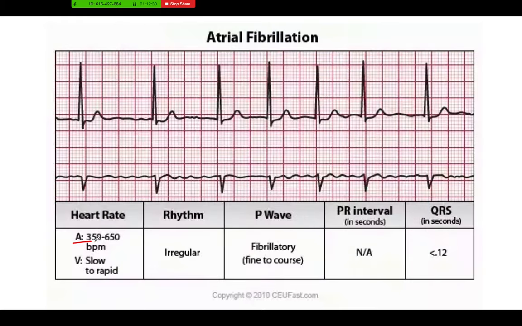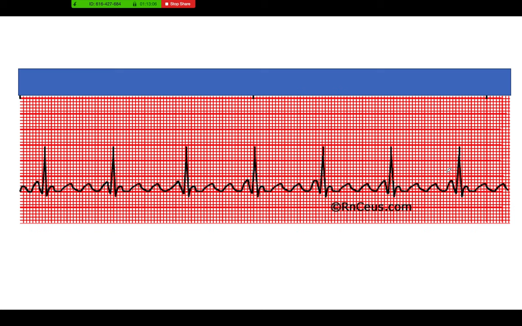The atrial rate is actually very, very high, 350 to 650 beats per minute. However, because the atria are not beating in synchronicity as one united muscle, it's impossible to detect those atrial contractions. And so while the heart rate is actually very, very high, we can't detect it on EKG. Rhythm irregular, P wave fibrillatory, fine to coarse. PR interval, you can't really appreciate it because there's no P wave. QRS should be normal. We're looking for less than 3 boxes, like you told me. Very good. Okay, next one.